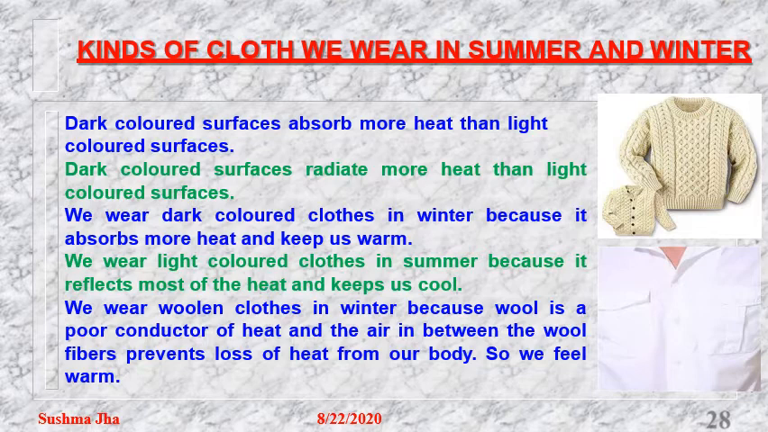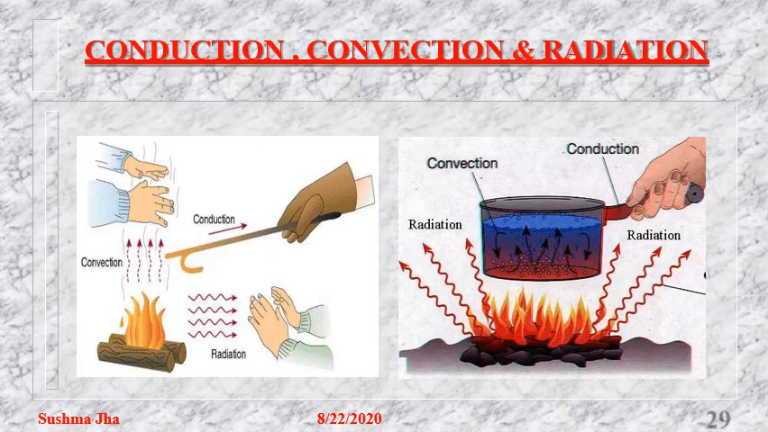Now we wear woolen clothes in winter because wool is a poor conductor of heat, and the air between the wool fibers prevents the loss of heat from our body, so we feel warm. This is a clear picture of conduction, convection and radiation processes.